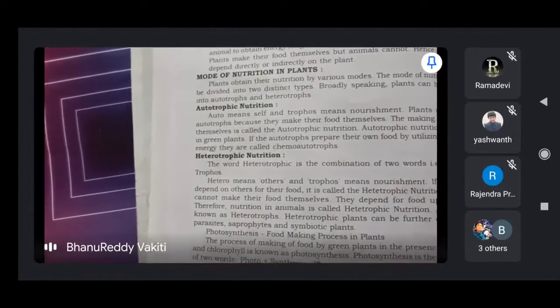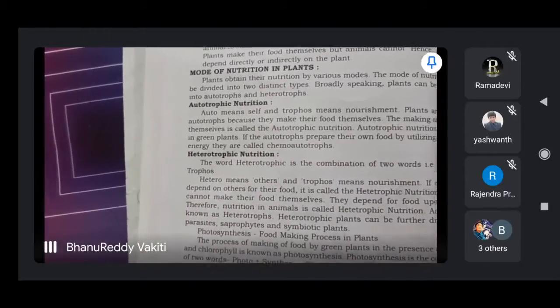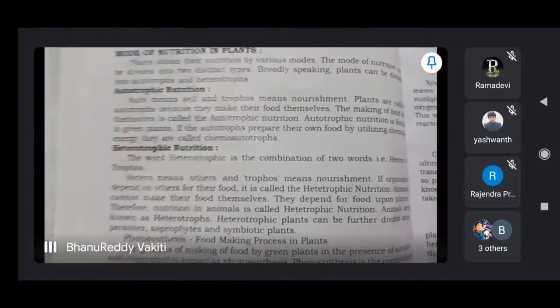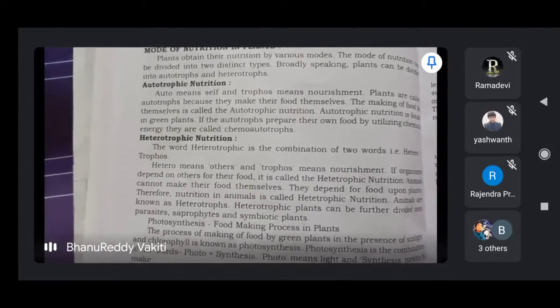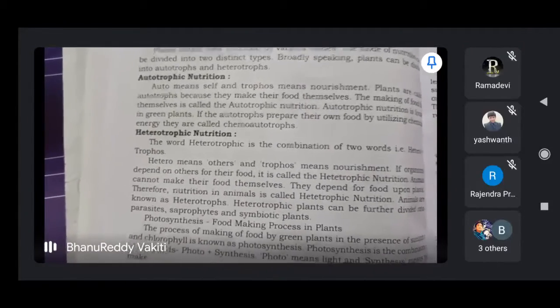And coming to the heterotrophic. Hetero means others and tropos means nourishment. So those depending on others for their nourishment come under heterotrophic. Okay. Whatever the matter in the textbook is clear. It is a bit better than last year's.